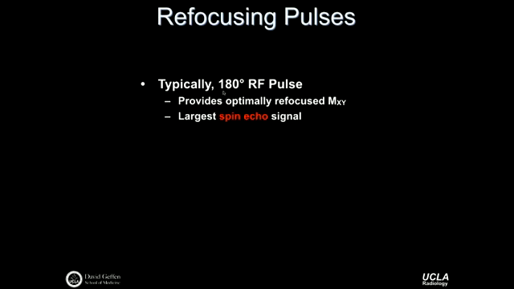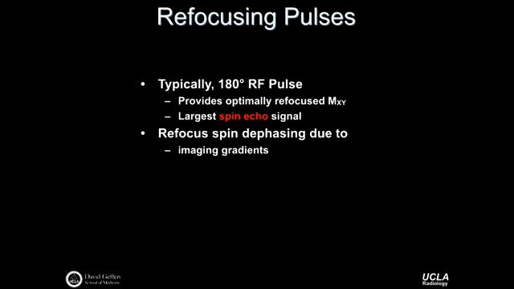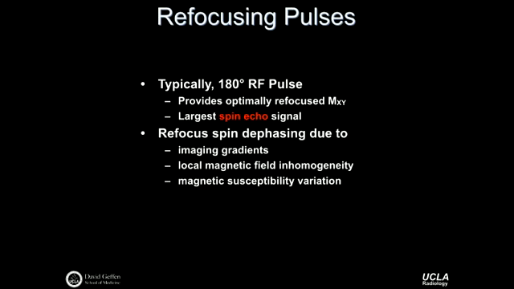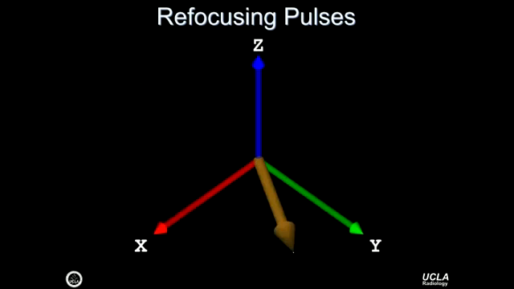It turns out in practice, it doesn't have to be exactly 180, but for the purposes of getting your best signal, it should be a 180. And it's going to help you refocus spin dephasing due to several sources. This shouldn't be surprising. It's things we've talked about already. It's the effects of the gradients, other sources of magnetic field inhomogeneity, sources of susceptibility and chemical shift, those off-resonance sources that are causing rapid signal decay of the FID.